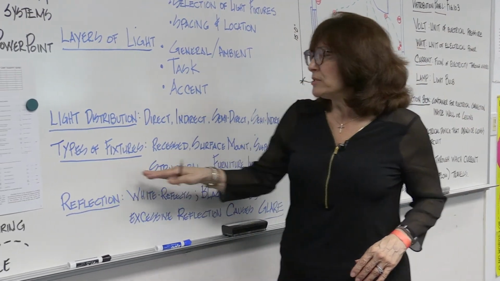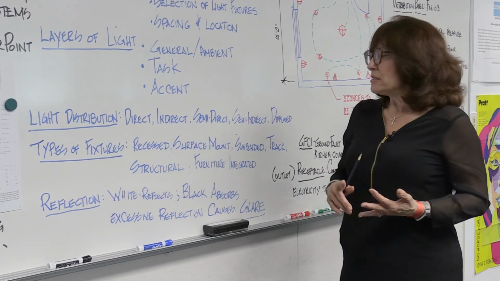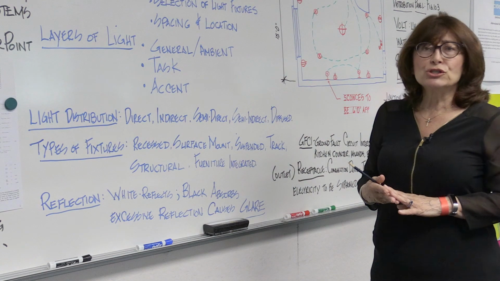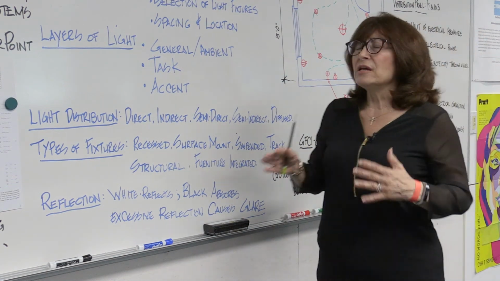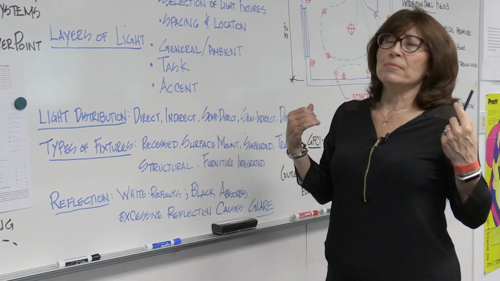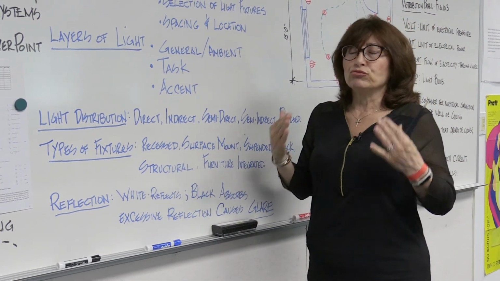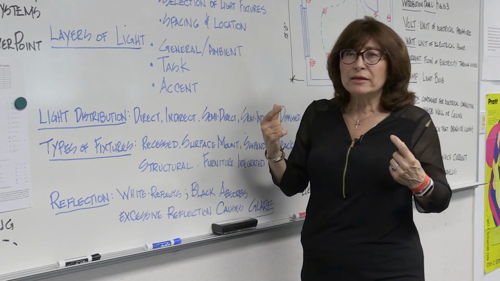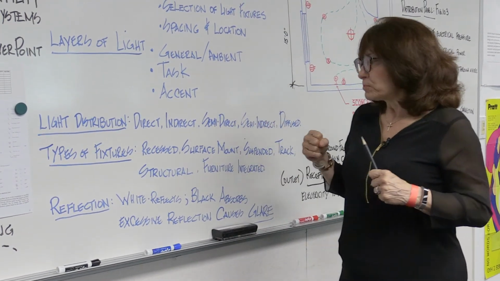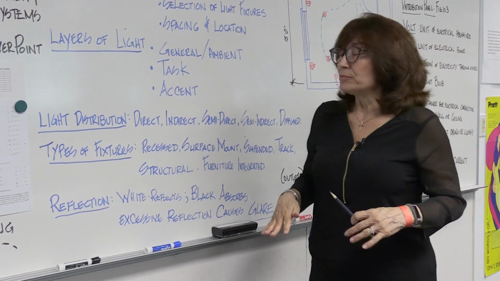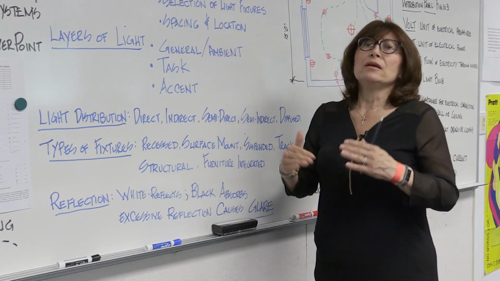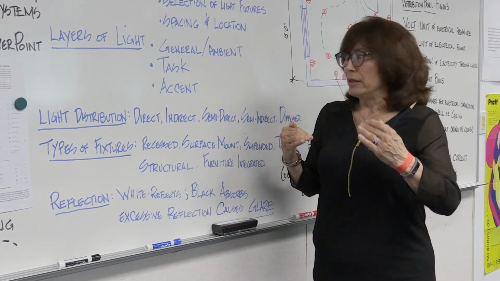In terms of types of fixtures, we have recessed, surface mount, suspended, track, structural, and furniture integrated. These are all different types of fixtures. Recessed means that it's being installed in the recess of a ceiling, in the plenum of a ceiling. It could also be recessed into a wall or recessed into a floor. But the actual housing is in the floor, in the wall, or in the ceiling.